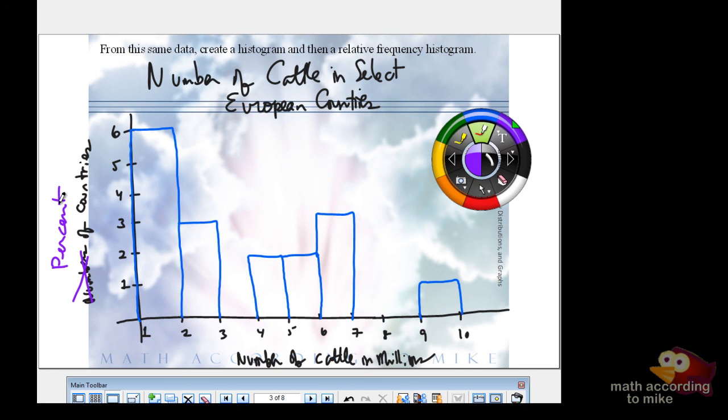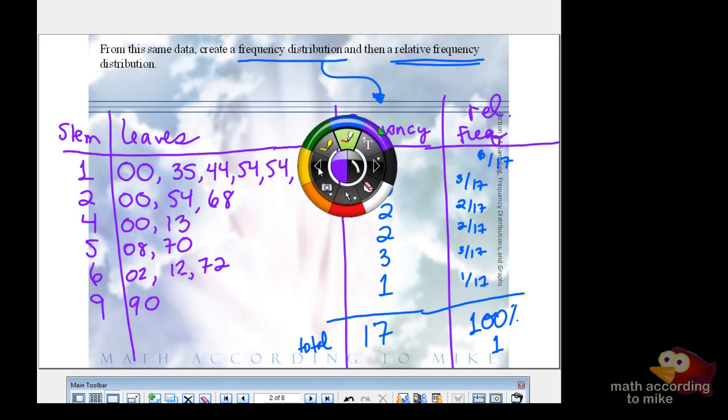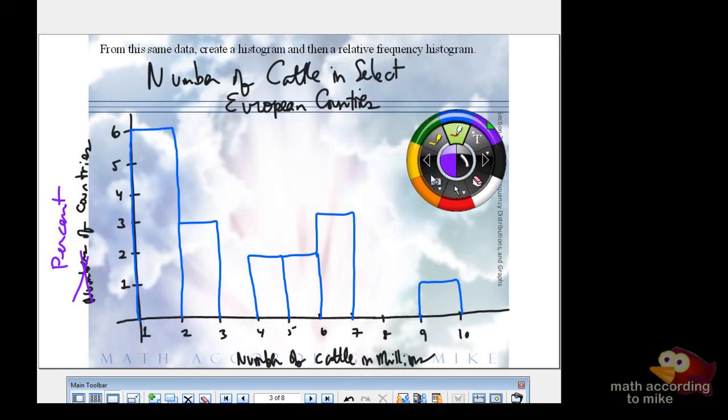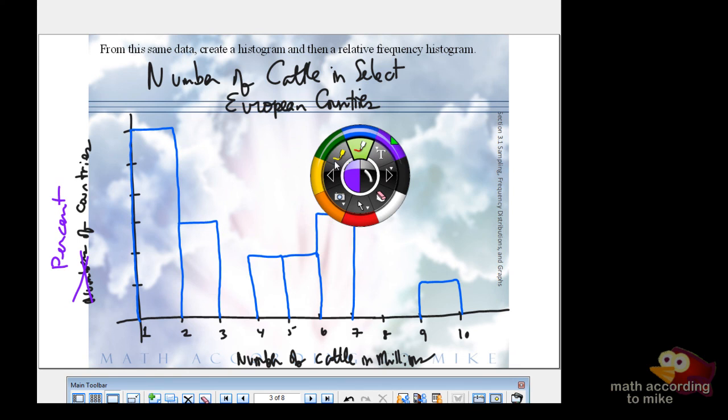And then in our charts, let me go back real quick. We had 6/17, 3/17, and so on. Well, those aren't percentages. Those are fractions. So if you wanted to say fraction of countries, that's fine too. But they're typically given as percentages. We'd have to find the corresponding percentage of 6/17. What is 6 divided by 17 in the calculator? 0.352? 35.3%?